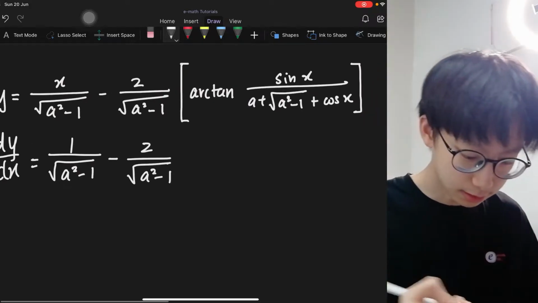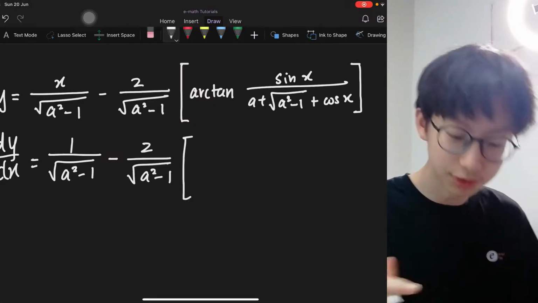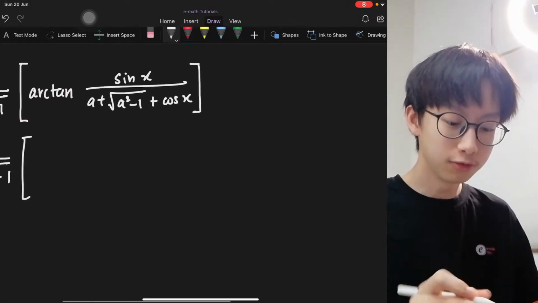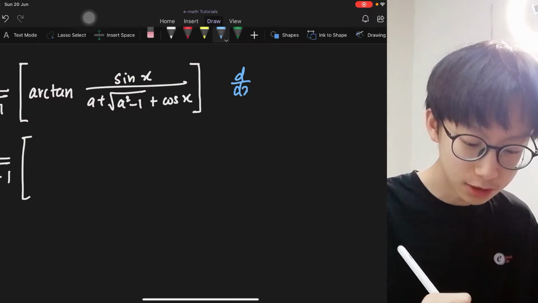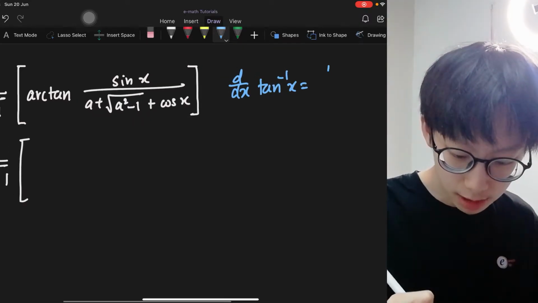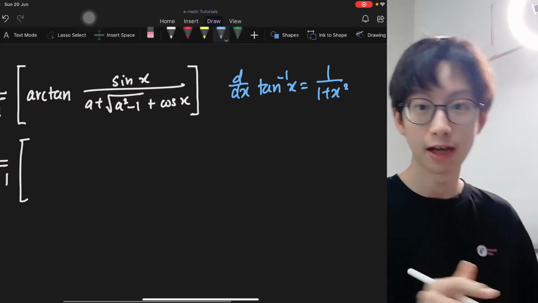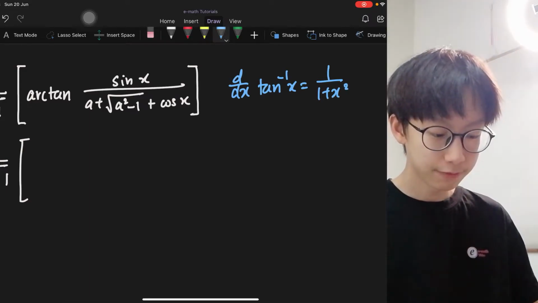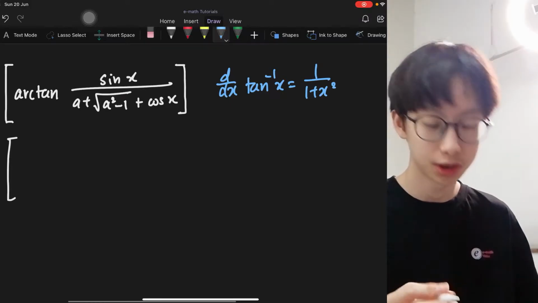Then what about this one? This is the real deal. So I hope you know that the derivative of arctangent is 1 over 1 plus x squared. Okay, I hope you know this. And for this question, we need the chain rule version of it.